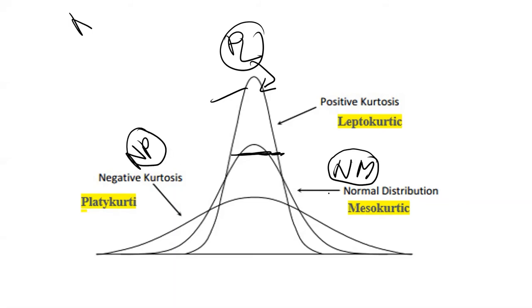You can remember here: positive kurtosis is leptokurtic, normal distribution curve is mesokurtic, and negative kurtosis means platykurtic. So LAMP is also a mnemonic by which you can remember all these three. The A is not considered, but here: leptokurtic, mesokurtic, platykurtic.